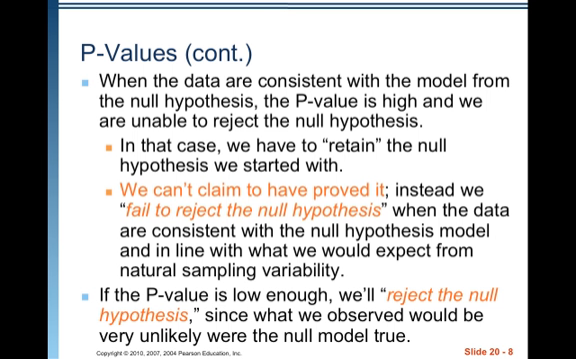We can't claim to have proved it. Instead, we fail to reject the null hypothesis when the data are consistent with the null hypothesis model and in line with what we would expect from natural sampling variability. If the P-value is low enough, we'll reject the null hypothesis since what we observed would be very unlikely were the null model true. So if we have a really small P-value, it's surprising that it happened, and so we reject the null.